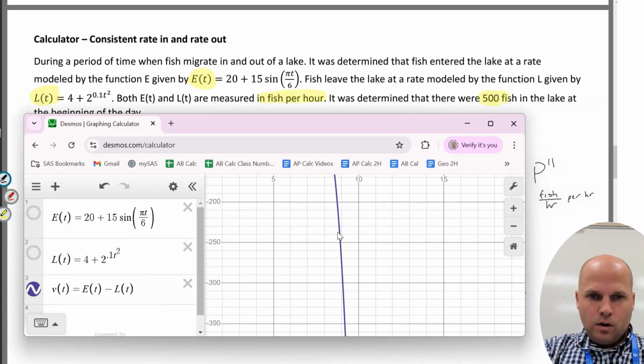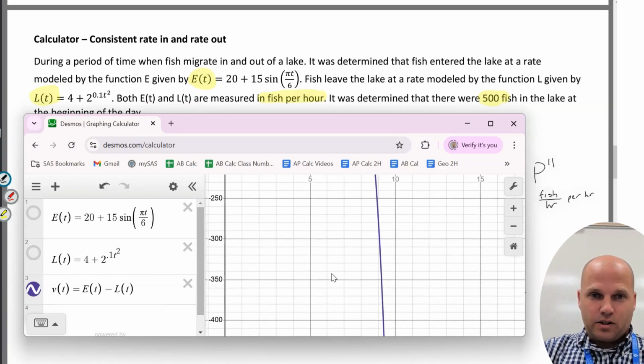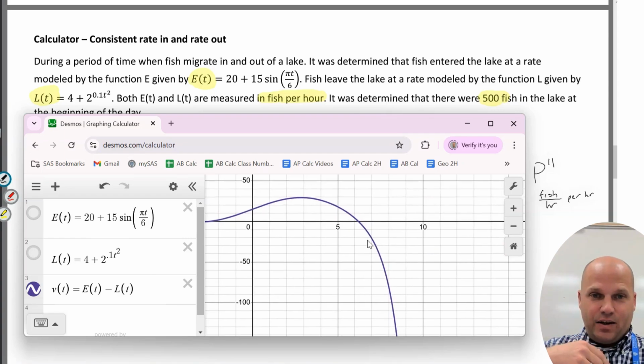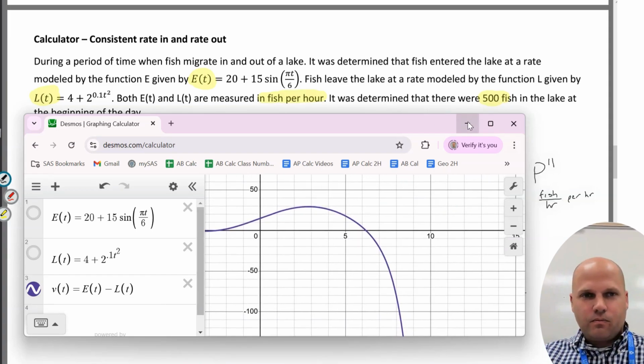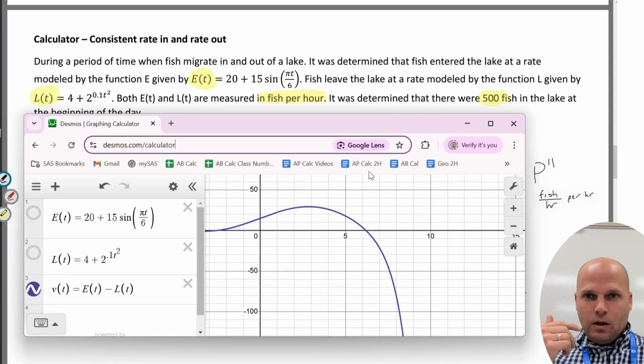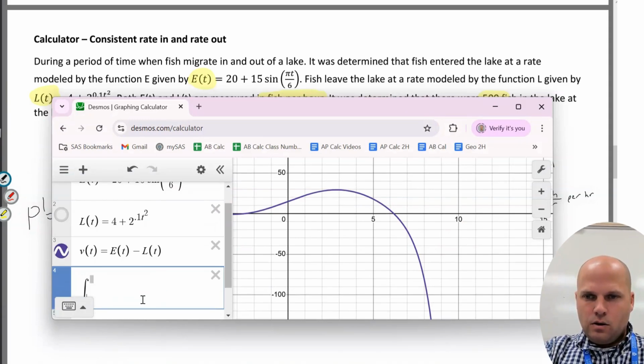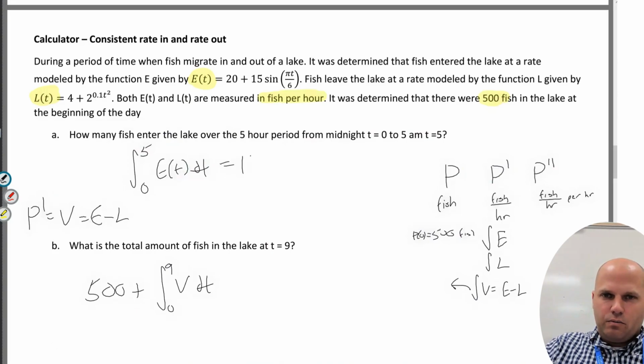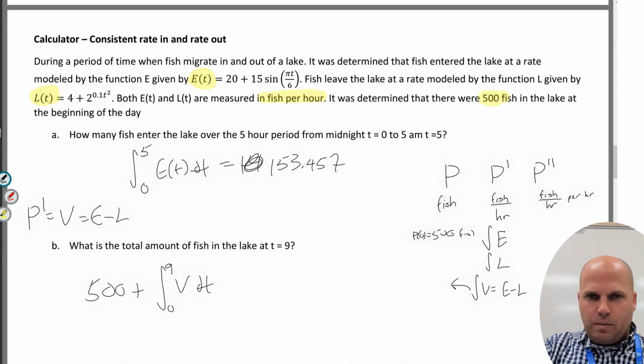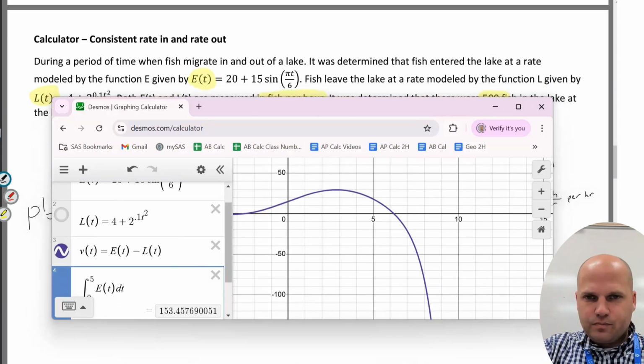Ooh. Okay, maybe we're not talking about all day long, because it looks like my derivative is negative and getting more negative, which means, what does that mean is the question. You should understand that. For part A, I want to accumulate from 0 to 5 my rate at which fish are entering to get my total fish entered, 153.457. It's a model, so don't be worried about a decimal.